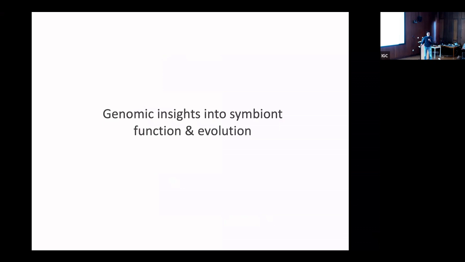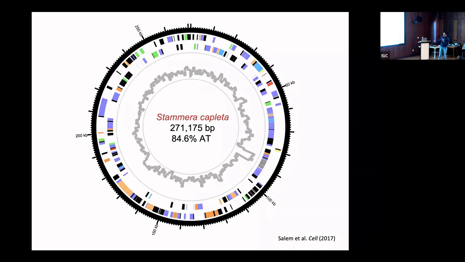But what is it doing? One approach that we took towards understanding symbiont role is by sequencing the genome of the symbiont. And what came back was an unusually small genome. So this genome clocked in at 270,000 base pairs.